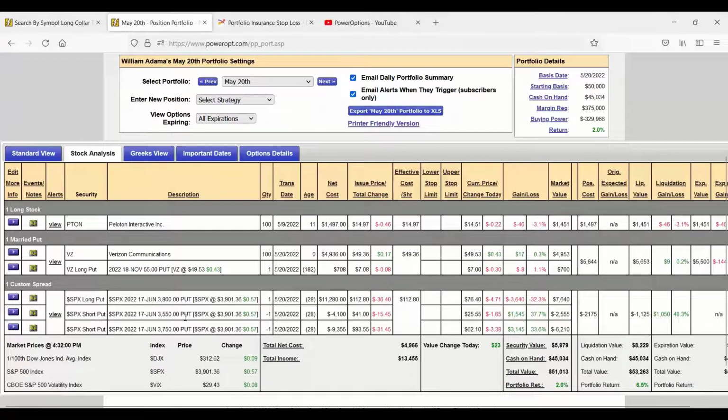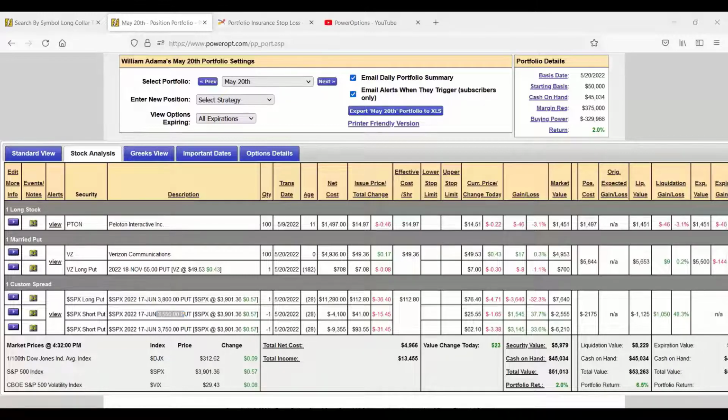Pablo has one of these interesting structures. I forget the name of it. I think it's a Tasty Trade one that they have a specific name they like to use. It can be a useful strategy. It does require some margin to do this trade. But essentially he's bought a June 3,800 put, sold an out of the money, lower strike, 3,750 put for about 93.55, and sold a lower strike, 35.50 put for $41.